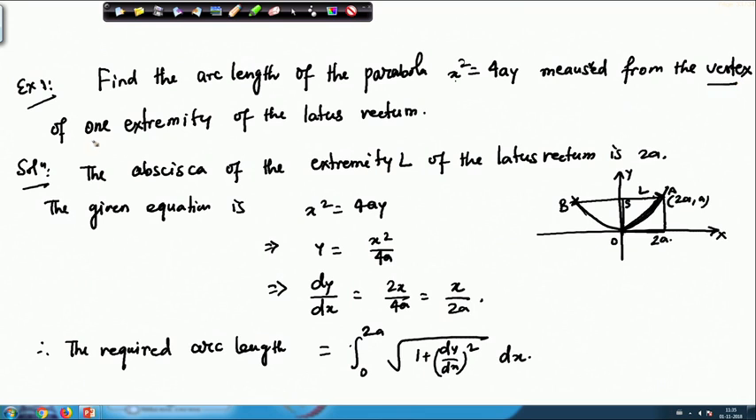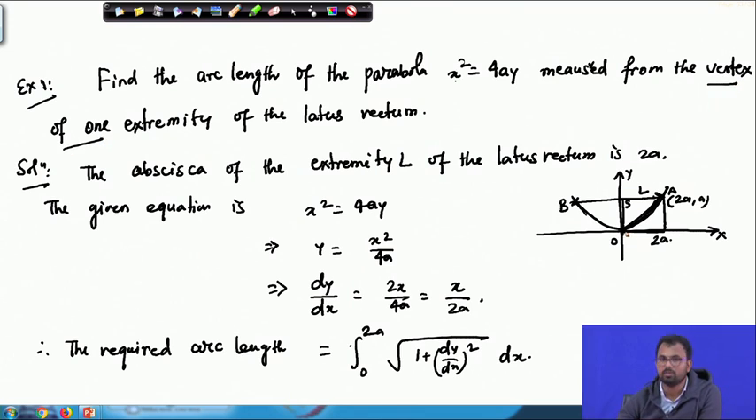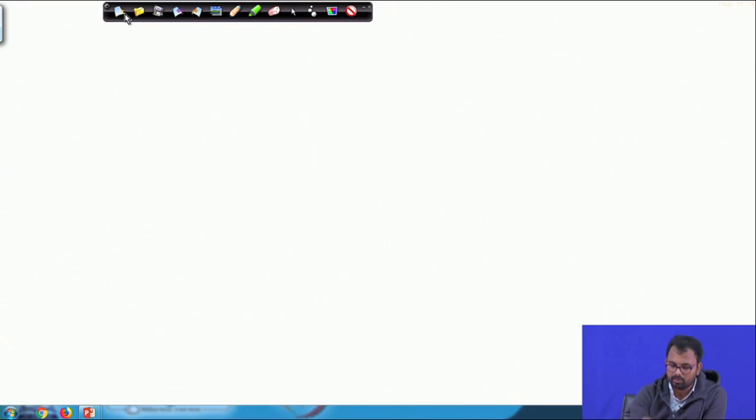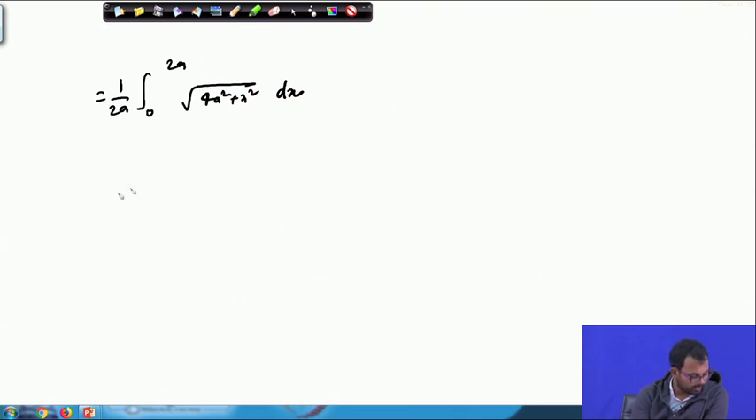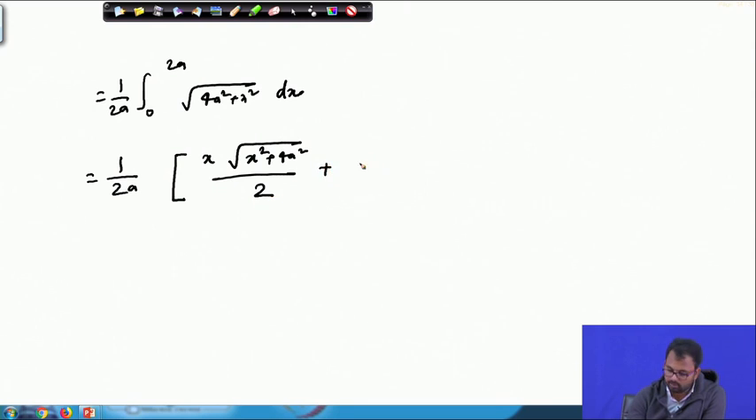Okay. So, this is a hidden part in the question. The vertex to one extremity actually. So, we have to start from the vertex here, and then that is the length we need to calculate. So, from 0 to 2a, and now we have dy/dx as x by 2a, we substitute there. So, this will be integral from 0 to 2a of square root of 1 plus x square by 4a square, that is 1 by 2a square root of 4a square plus x square dx, and we can calculate this one. So, this will be 1 by 2a times x by 2 square root of x square plus 4a square plus 2a square sinh inverse of x by 2a, integral from 0 to 2a. So, this is some kind of integral calculus formula.